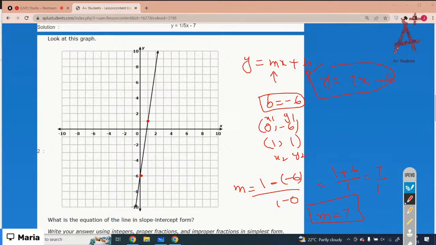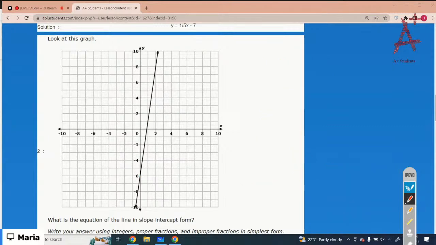Okay, now we're going to learn how to write an equation from a table. Got it? We just learned how to write the equation from a graph. Now we're going to learn how to write down the equation from the table. Got it?